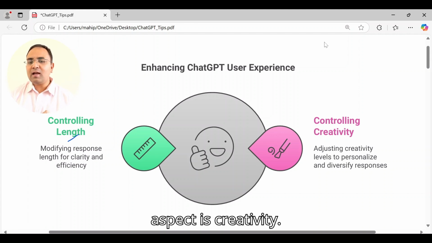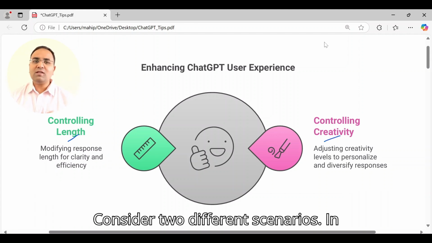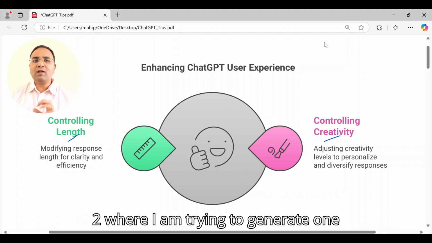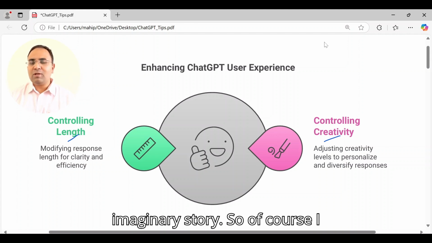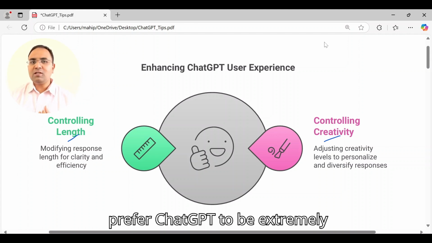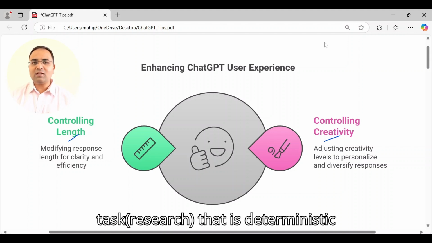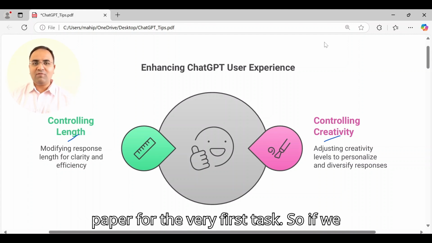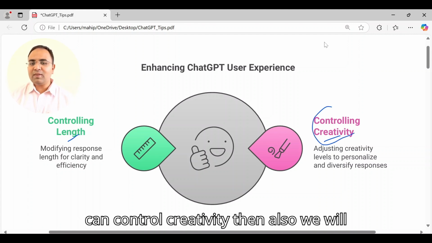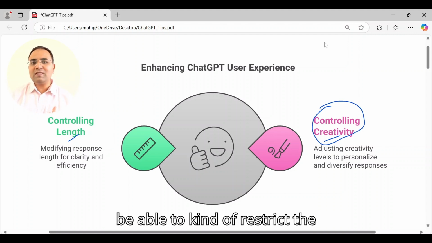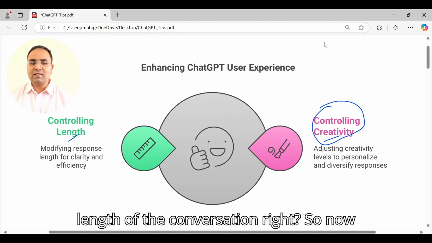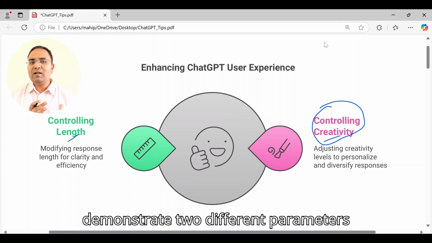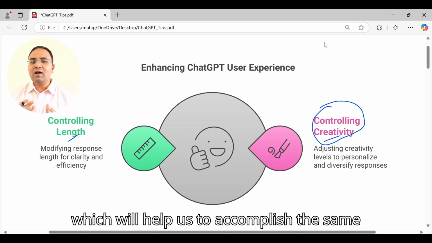The second aspect is creativity. Consider two different scenarios. In scenario one, I am trying to analyze a research paper, versus, let's say, scenario two, where I am trying to generate an imaginary story. Of course, I prefer ChatGPT to be extremely creative for the second task, whereas it should be deterministic, and the answers must be based on the research paper, for the very first task. So if we can control creativity, then we'll also be able to restrict the length of the conversation, right? Now I'm going to demonstrate two different parameters which will help us accomplish the same.